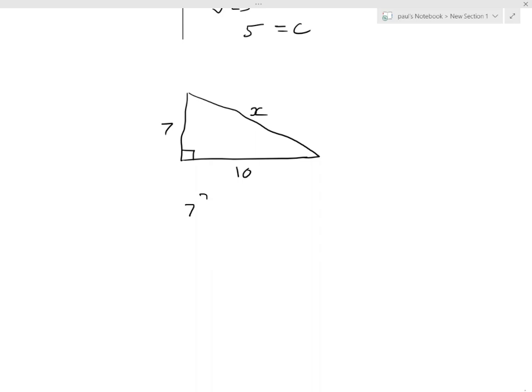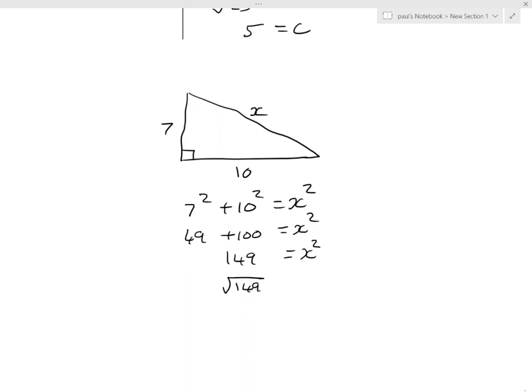So it's going to be 7 squared plus 10 squared equals x squared. So it's 49 plus 100 equals x squared. So it's 149 equals x squared. So the square root of 149 equals x, which equals, I'm afraid calculator must come out of the pocket, square root 149 equals 12.2. And you might be asked to give a certain number of decimal places to the answers of these.